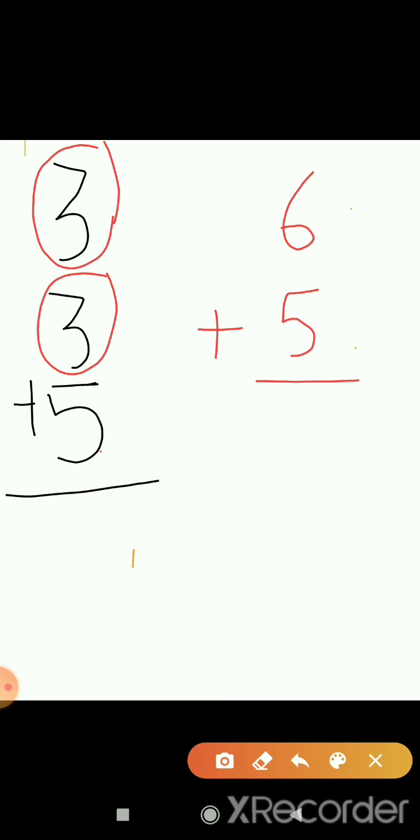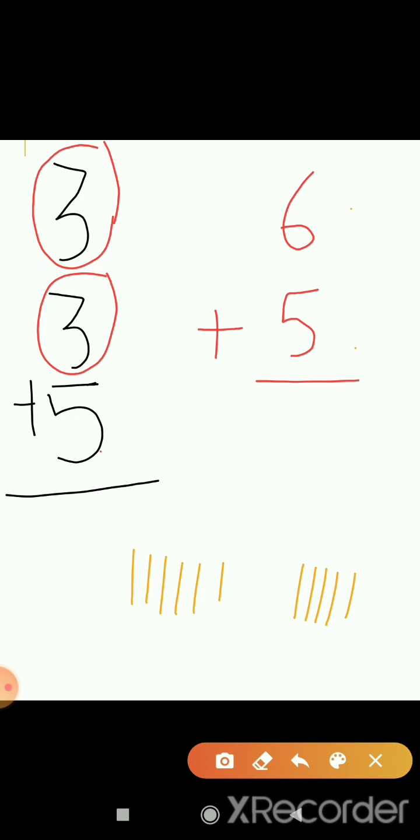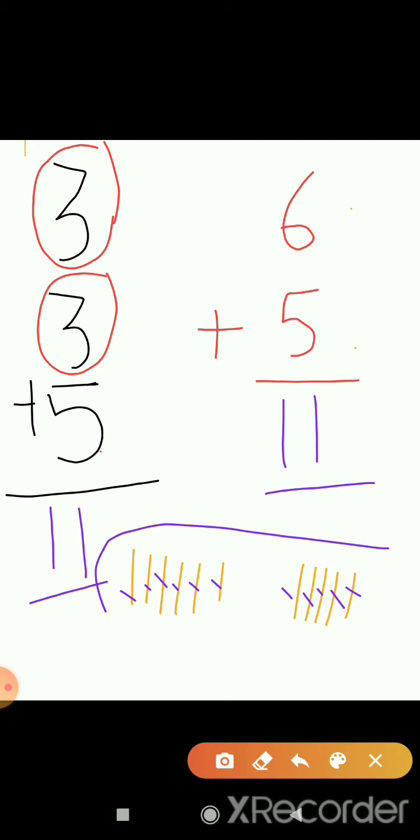So make 6 lines. 1, 2, 3, 4, 5, 6 and 5 lines. Now you need to count these lines together. 1, 2, 3, 4, 5, 6, 7, 8, 9, 10, 11. What is the answer? 11. So here also you will write 11. Students, you can add these by counting or circle the bigger number and then count forward. Got it, students?